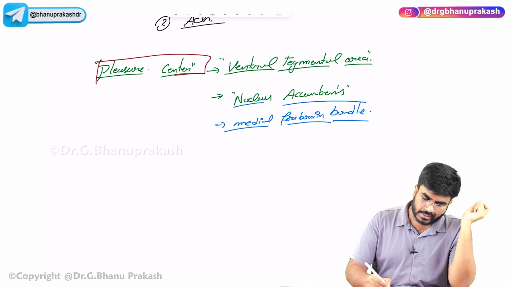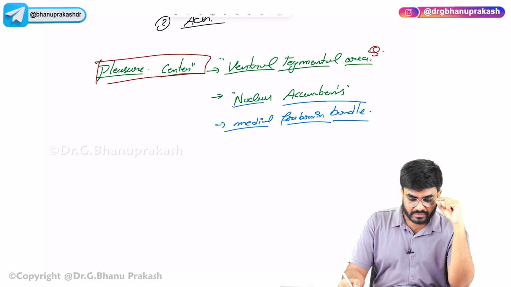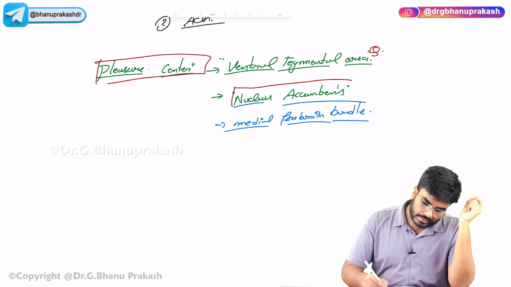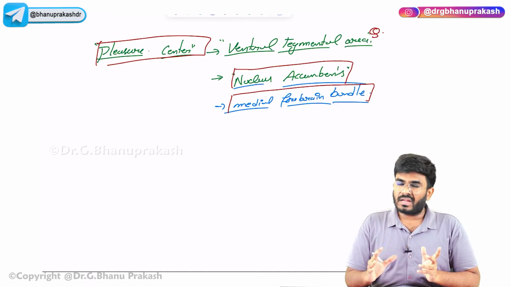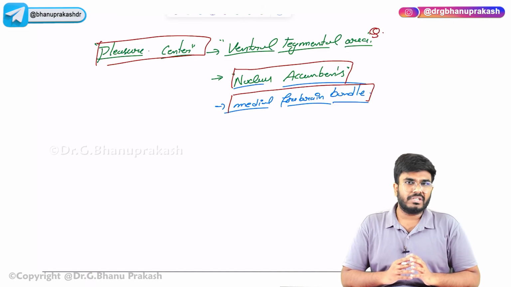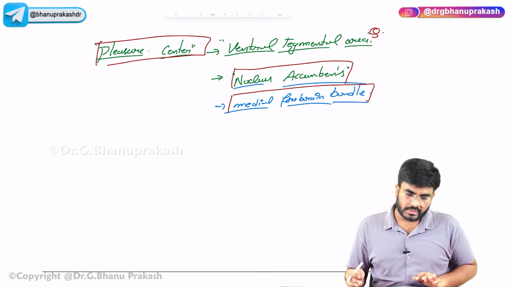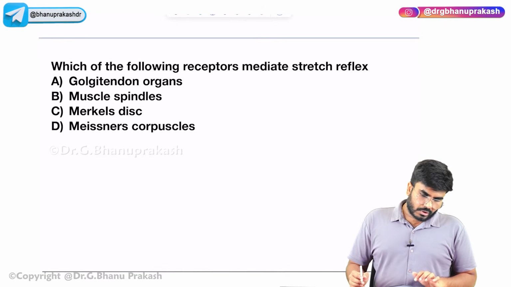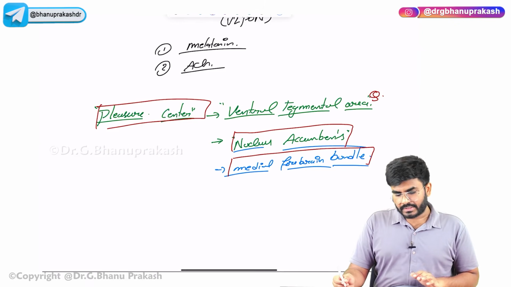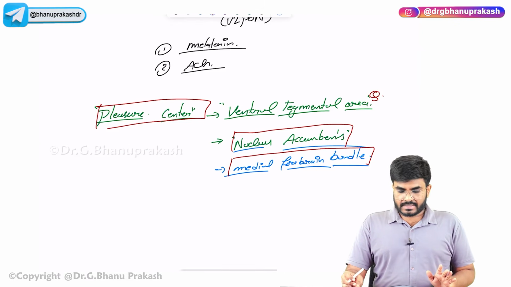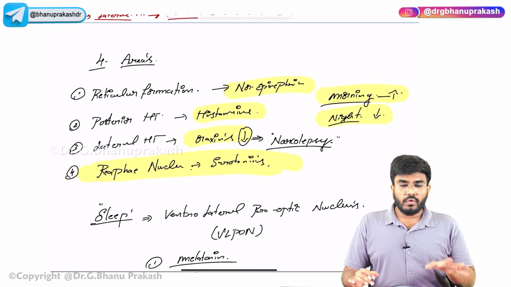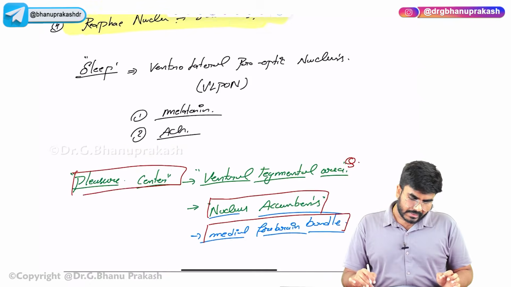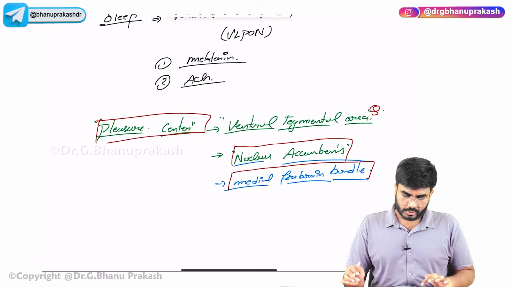So what is your pleasure center, which was previously asked in your exam? It's the ventral tegmental area. Not only that, the nucleus accumbens and medial forebrain bundle are also associated with pleasure and addiction. Having said that, I have completed the hypothalamus, and explained the 4 wakefulness areas and the sleeping center, the ventrolateral preoptic nucleus.